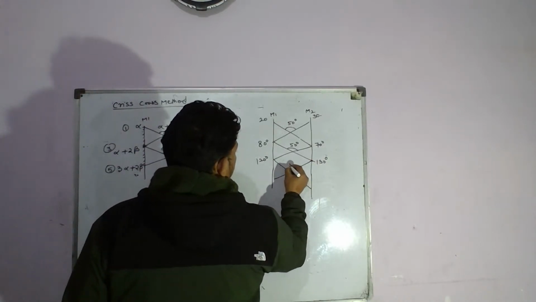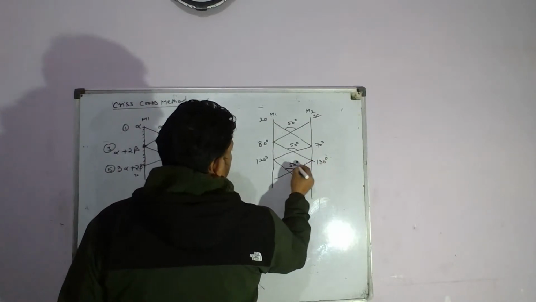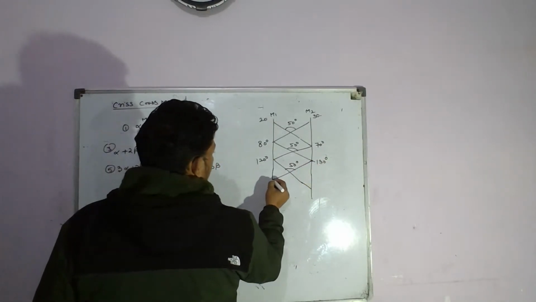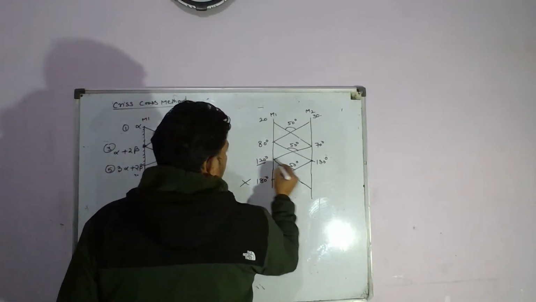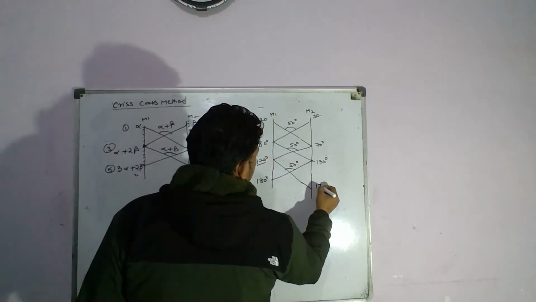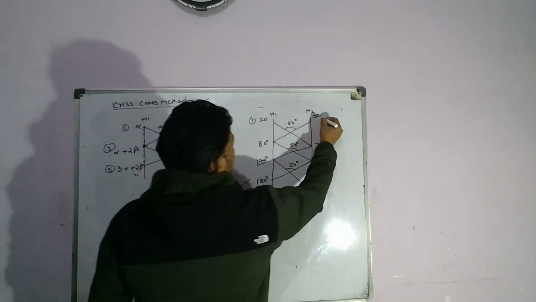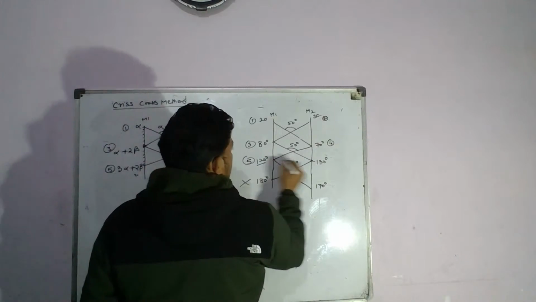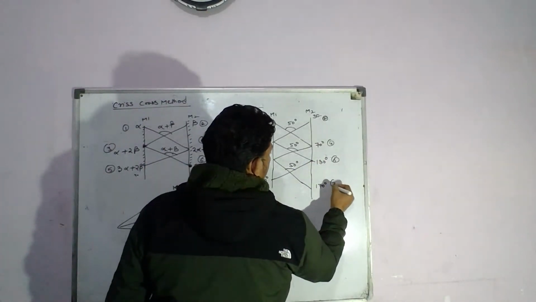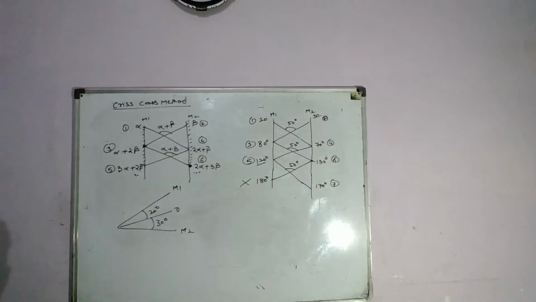This angle is again 50. So 130 plus 50, 180, does not form. 50 and 120, 170 degrees. So it means there is no overlapping. How many images are formed? 1, 2, 3, 4, 5, 6, and 7. Am I right? There are 7 images formed.